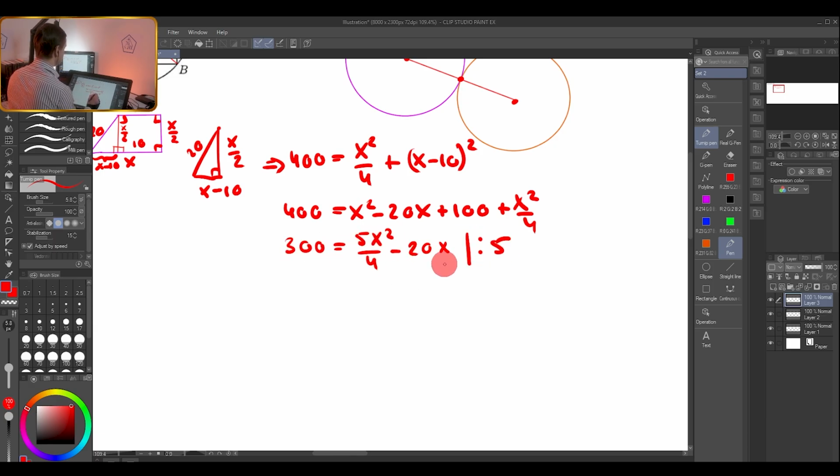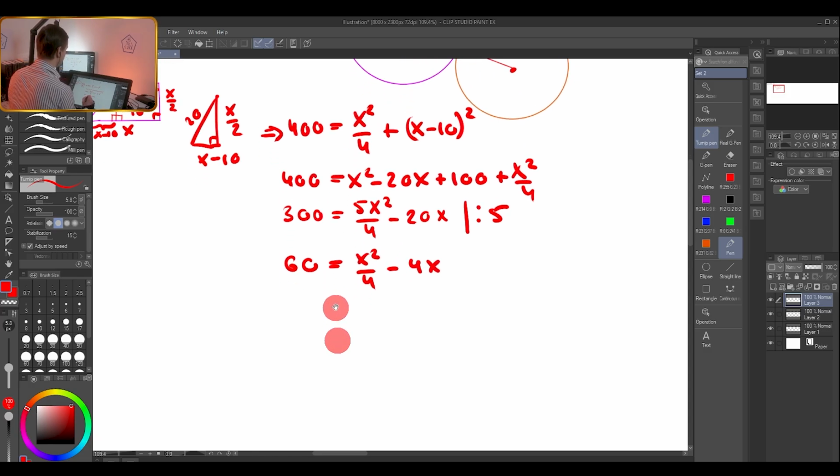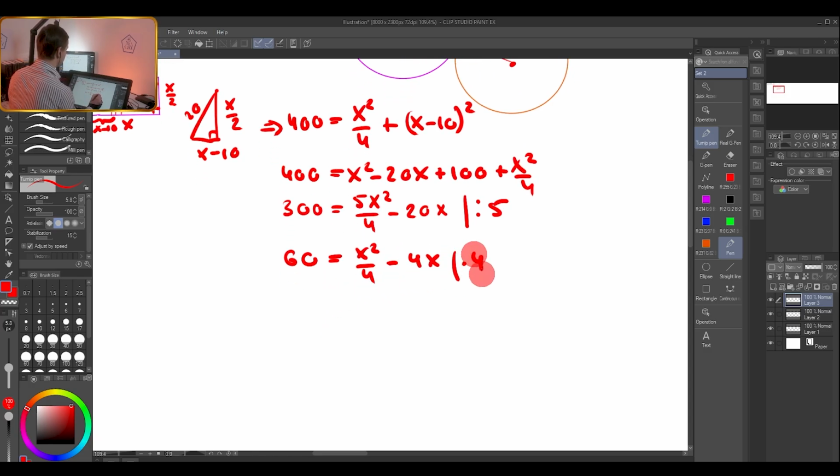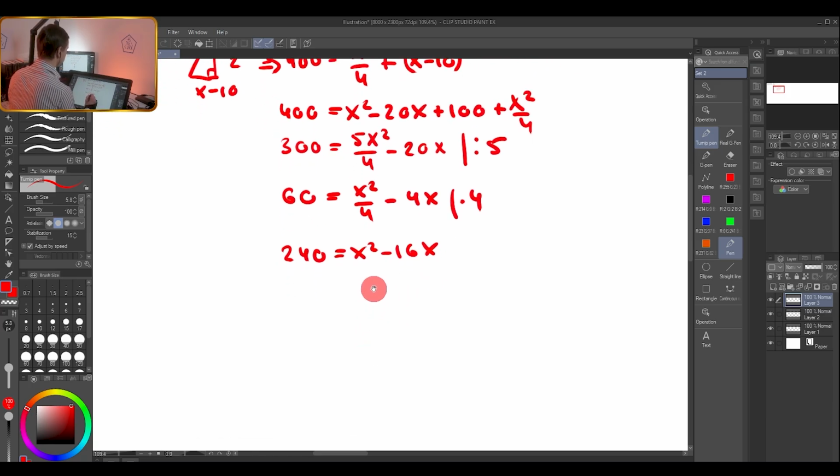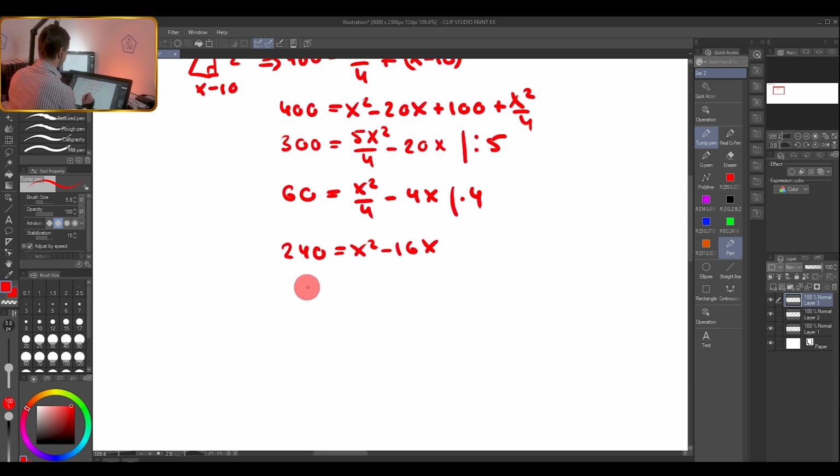It will probably simplify our equation. You see, every number here is divisible by 5, and we will get rid of big numbers if we do it. For example, it will be 60 equals x squared over 4 minus 4x, and now we just multiply everything by 4 to get rid of the 4 on the bottom. So it will be 240 equals x squared minus 16x. And from this moment, we simply solve a quadratic equation: x squared minus 16x minus 240 equals 0.